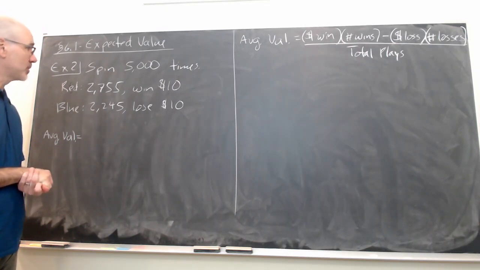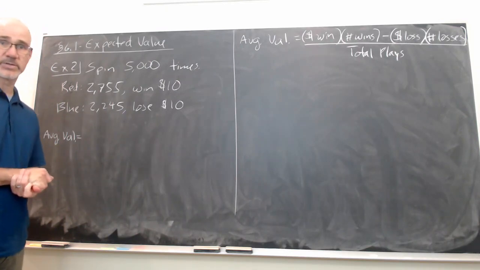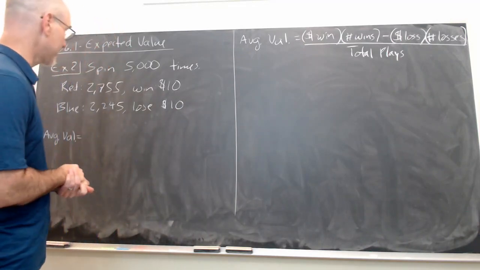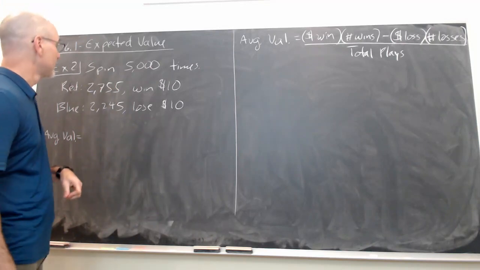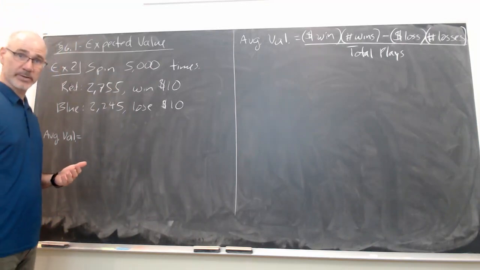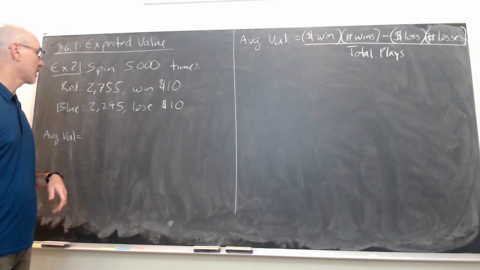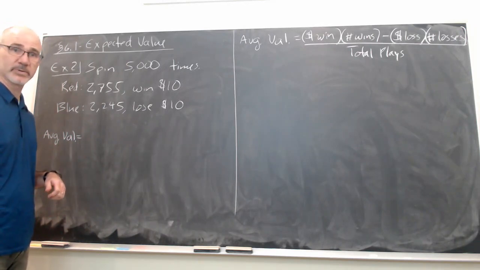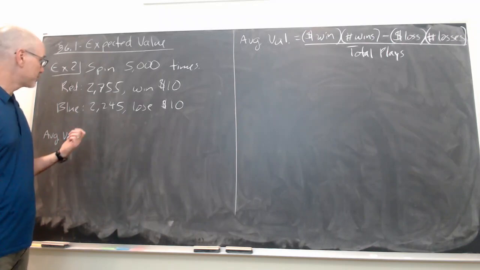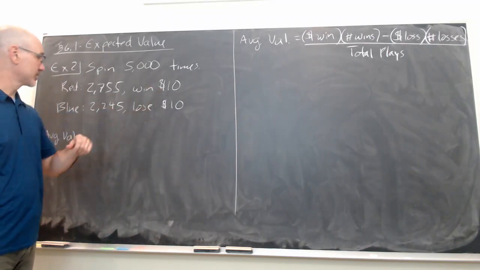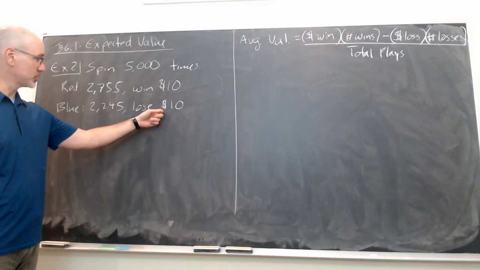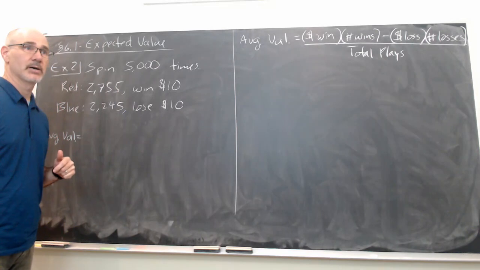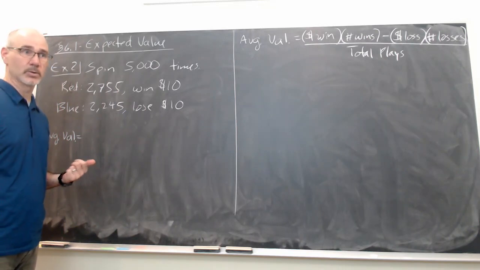The next example uses 5,000 spins and asks us still to find the average value of playing the game 5,000 times. Now the way the game works is we have a spinner that's got red and blue on it. The red is about 55% of the area and the blue is 45% of the area. If we spin and land on red, we win $10. If we spin and land on blue, we lose $10. We play 5,000 times and figure out what our average winning or loss would be.